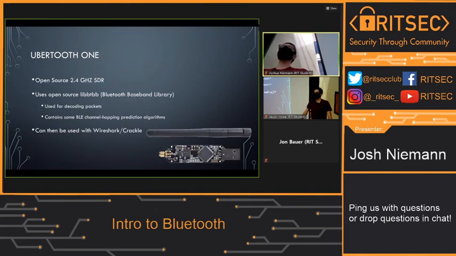I've mentioned this a bit. This is an Ubertooth. It's essentially an SDR. It sits on the 2.4 gigahertz band, and it can use those BLE channel prediction algorithms to figure out where a BLE device is going to try to communicate next. And this is what you'd use if you have two black boxes: I have a BLE device talking to a BLE device, I have no access to either, and I actually want to figure out what's going on.